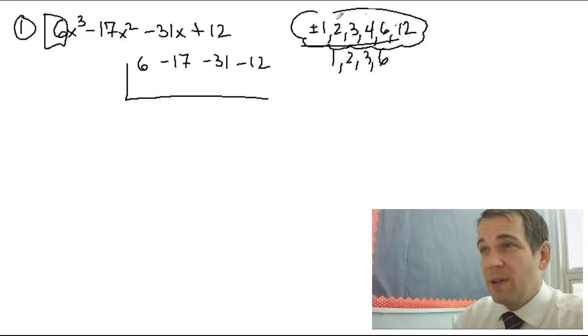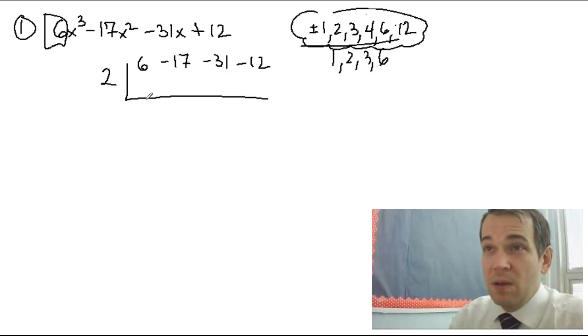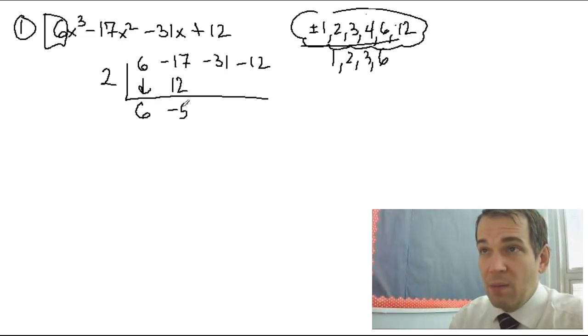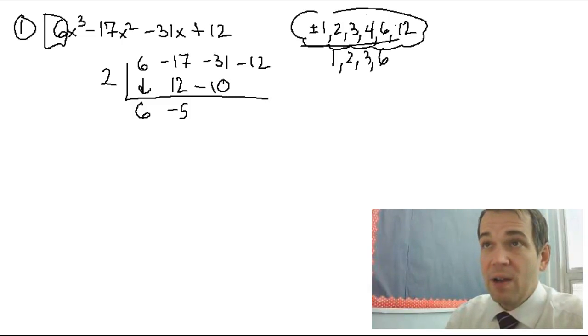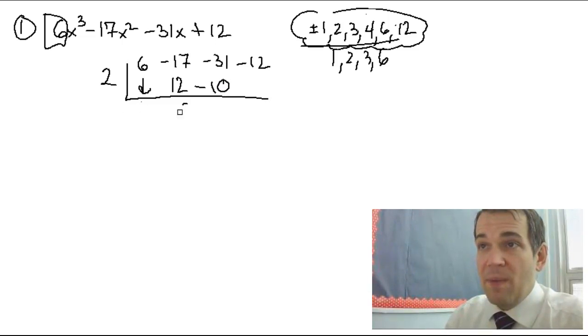Numbers that go into 12, I'm going to start with 2, drop this down, multiply, add, multiply. At this point I can see this is not going to work. I'll get a negative 41 here, so it wasn't 2. Maybe if I made that 2 negative it'd be better. I'll try that.